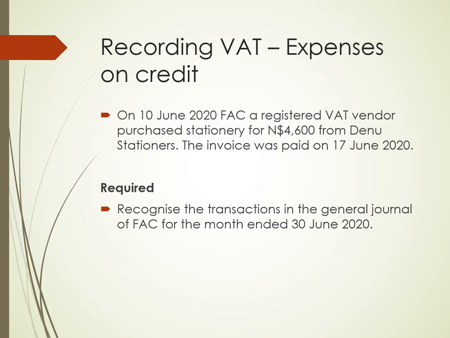The third transaction we will look at is accounting for expenses incurred on credit. The scenario is as follows. On 10 June 2020, FAC, a registered VAT vendor, purchased stationery for $4,600 from Denu Stationers. The invoice was paid on 17 June 2020. You are required to recognize the transaction in the General Journal of FAC for the month ended 30 June 2020.